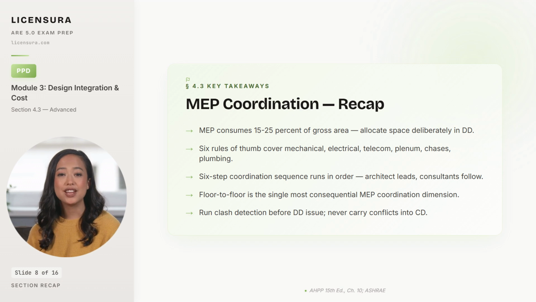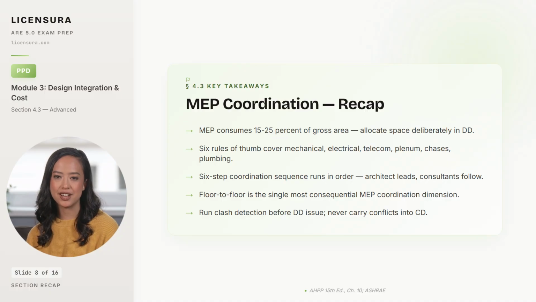The 6-step coordination sequence runs in order. Architect proposes floor-to-floor and ceiling height first. Structural confirms beam depth. MEP routes the main trunks. Architect locates the equipment rooms. Reflected ceiling plan reconciles every system, and clash detection runs before DD issue.